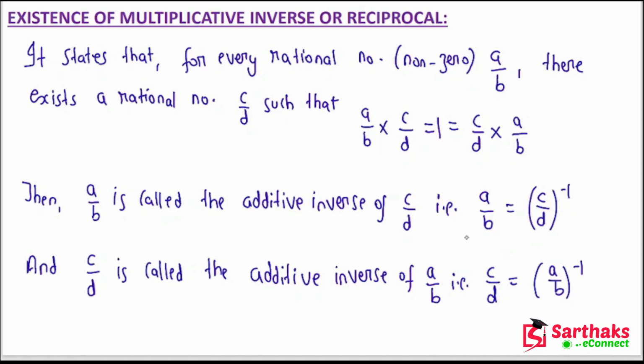Clearly you can see that A upon B is equal to C by D whole inverse. Now what is the reciprocal? Nothing but D upon C. So this is the reciprocal. Now let me show you how you can find the reciprocal of a rational number.